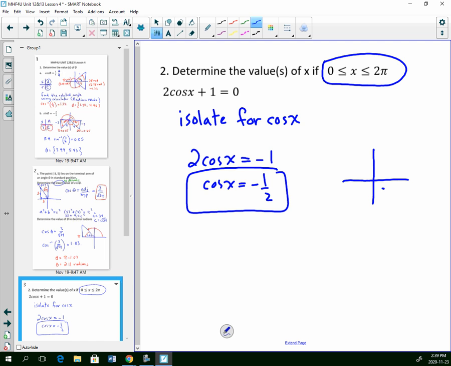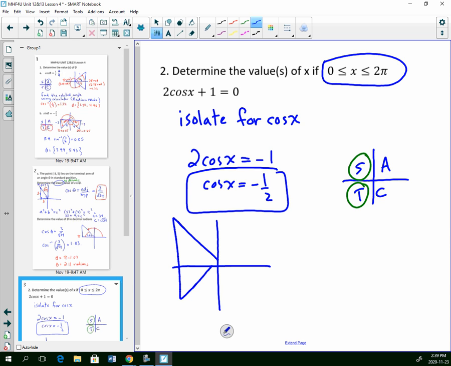And then this just becomes like the questions we did previously. We're going to use the CAST rule to determine the quadrant. It's a negative cosine ratio, so cosine is negative in quadrant 2 and 3. So I'm going to draw my diagram and label the sides that I have been given. Cosine is adjacent over hypotenuse, so I'm going to label that on my diagram. And then I'm going to decide, my 3 options are: number 1, can I use my special triangle? Number 2, do I have to use the graph? Or number 3, do I need to use my calculator?